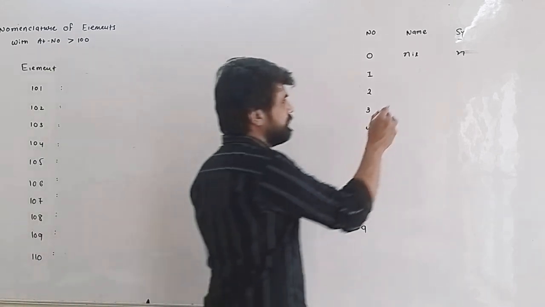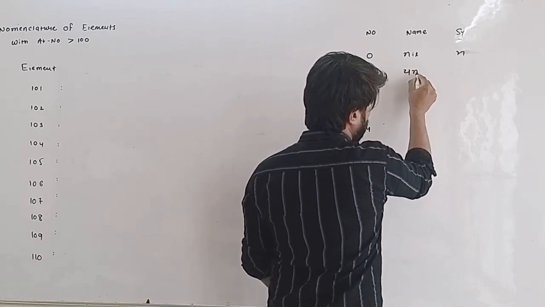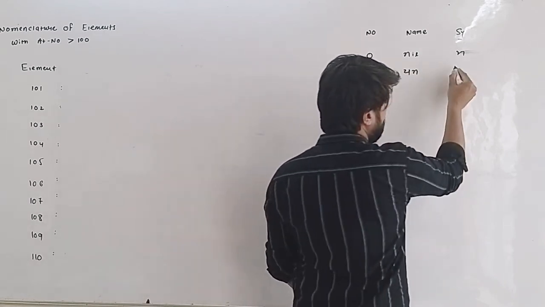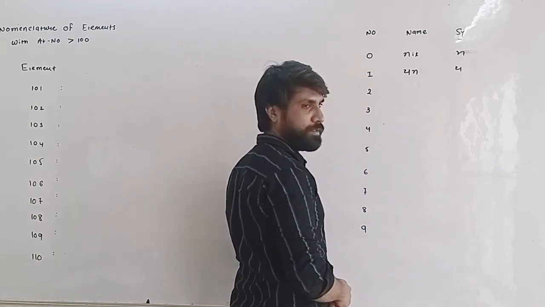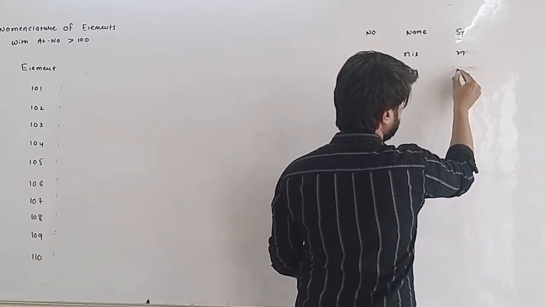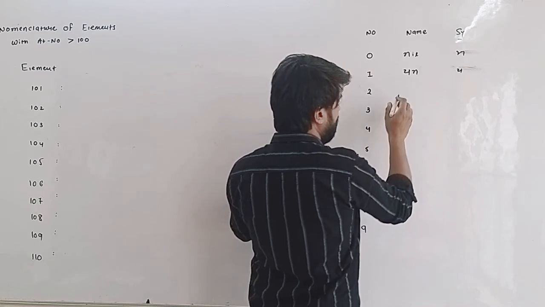Then if the digit is 1, you have to write un, and the symbol is u. Understood? That is u. Chalo, the second one is known as bi.